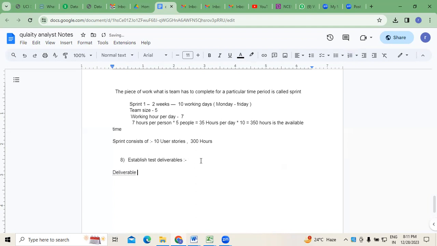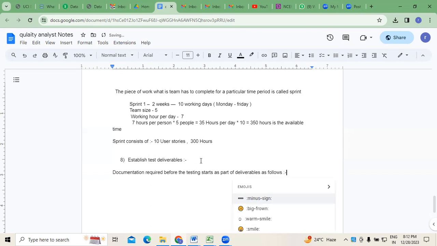Deliverables. No, sorry, documentation. In reference to the manual part, I'm saying this, okay? Documentation required before the testing starts, as part of deliverables, as follows.